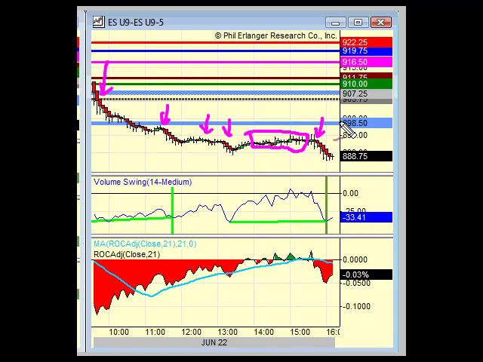Other signals that really didn't work too well on the long side was the positive divergence in the volume swing indicators, which didn't yield anything in the way of positive action in the market yesterday. And the slight move above the zero line was a horrible time to try to get long in this market.